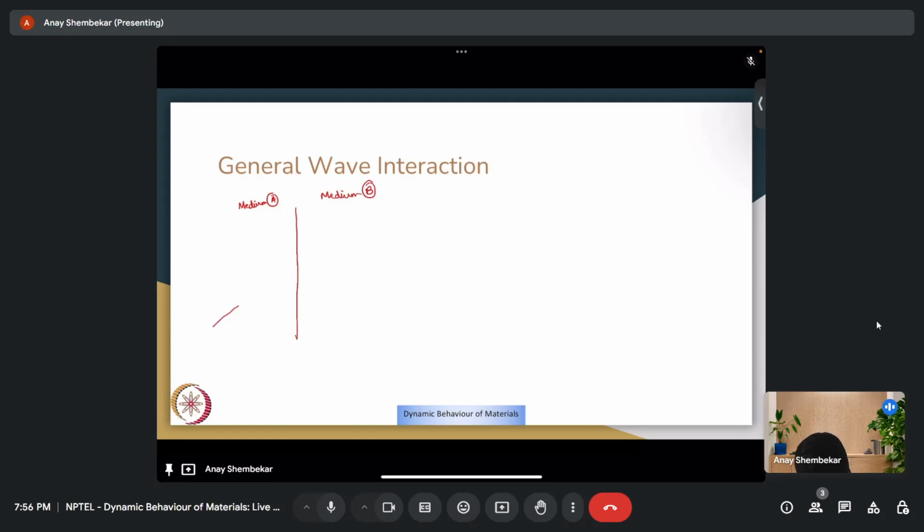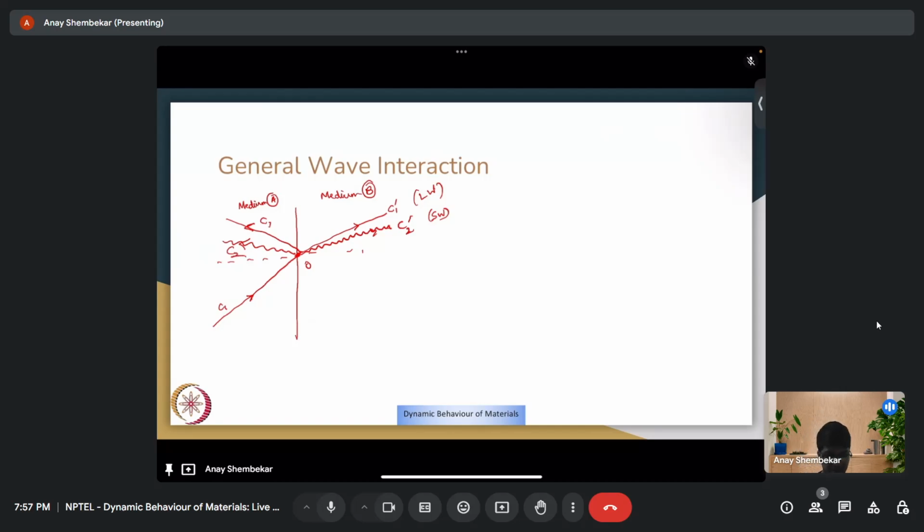Assume that there is an incident longitudinal wave at the interface. Some amount of energy will be transmitted into medium B as a longitudinal wave. Another amount of energy would be transmitted in medium B as a shear wave. At the point, you have another shear wave and the longitudinal wave being reflected inside medium A itself.